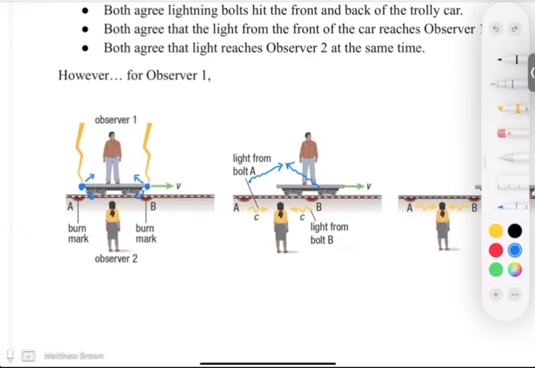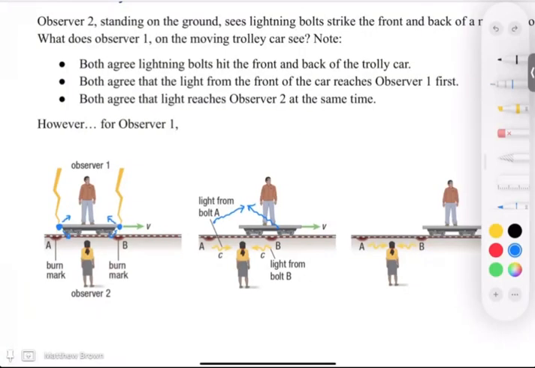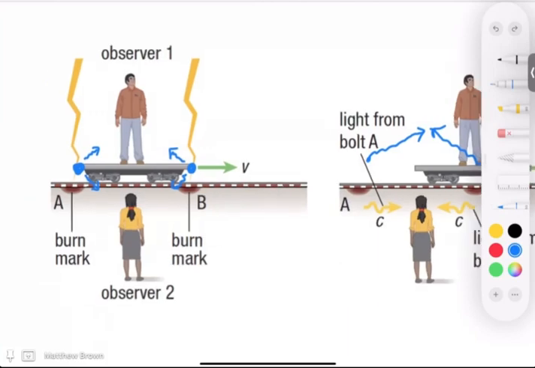Does observer 1 say, yes, these events are simultaneous? Does observer 1 say, no, lightning hit the front of the car first, right? Again, assume this is a rational person who can do math. Or do they say, no, it must have hit the back of the car first? What say you? Polling results, bit of a mix. I think the majority seem to be simultaneous, and a slight hitting the front first.